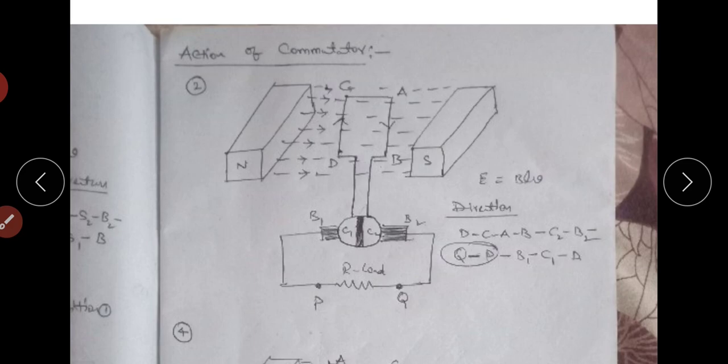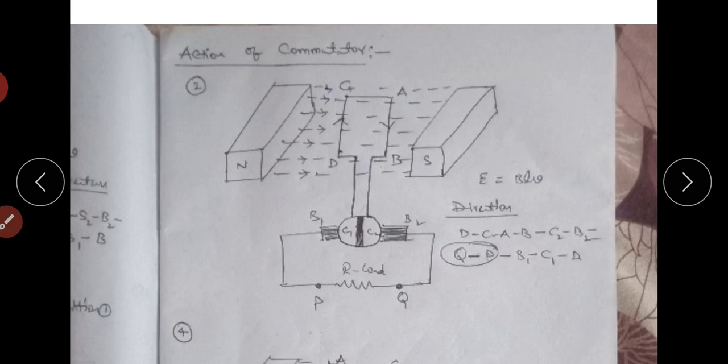The purpose of the commutator is to convert the AC supply into DC supply. The commutator is made up of copper material and it has a number of copper segments. Each segment is separated by the mica material. This is mica material insulation.